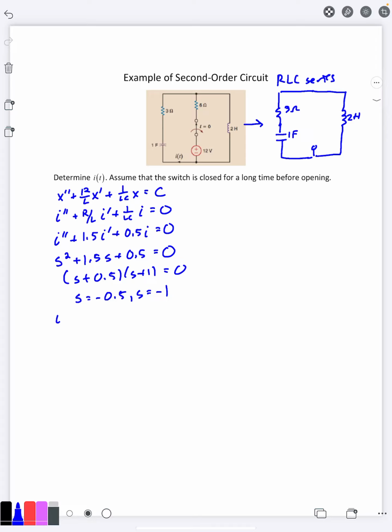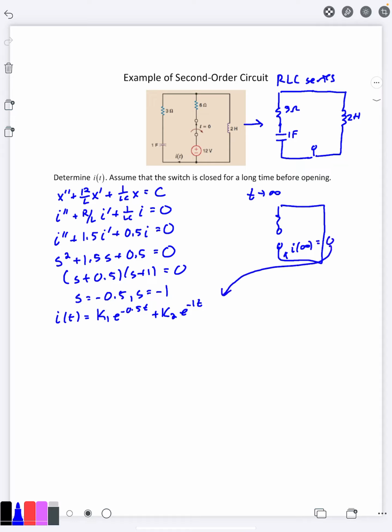So then we can write down our solution as k1 e to the negative 0.5t plus k2 e to the negative 1t. And normally we'd have plus a constant here. But again, we know that if it's the current for RLC series, then it's going to be plus 0 there. And if you don't like that, you can see what happens as you go to infinity. Well, it means we're in steady state here. So the capacitor becomes an open, inductor becomes a short. And what is the current at infinity? That's 0. So that's why you don't have to add any number there.